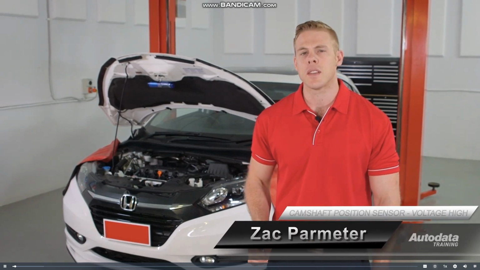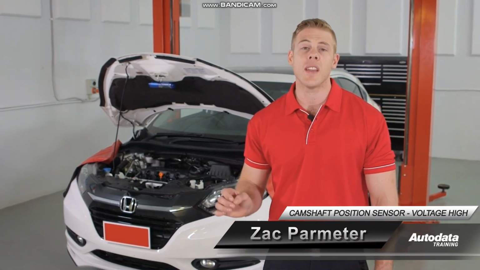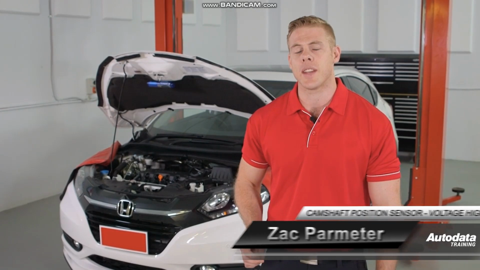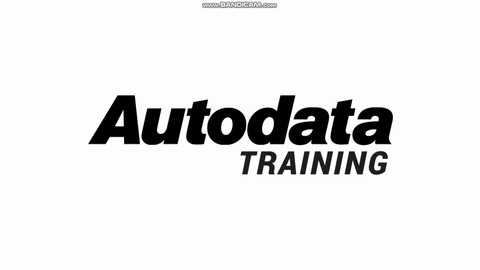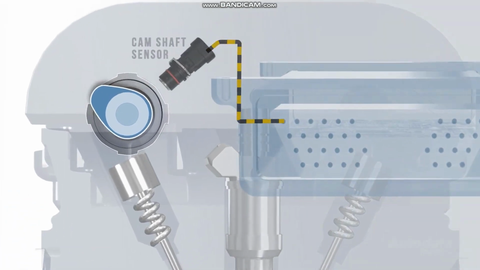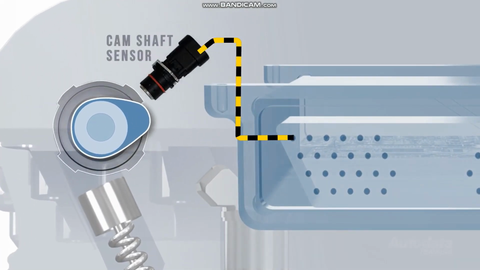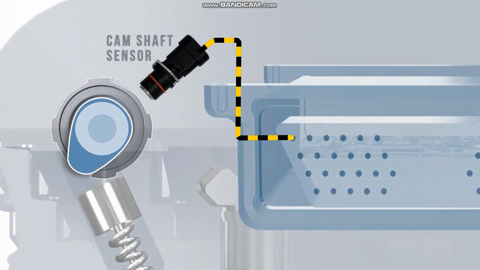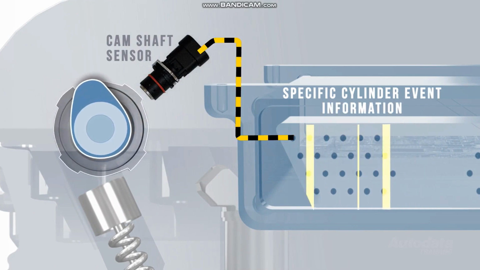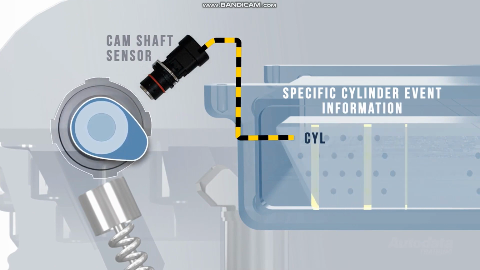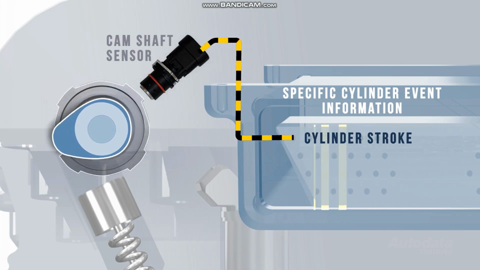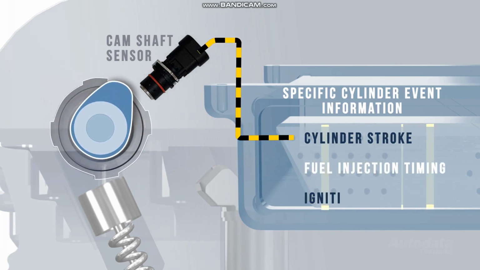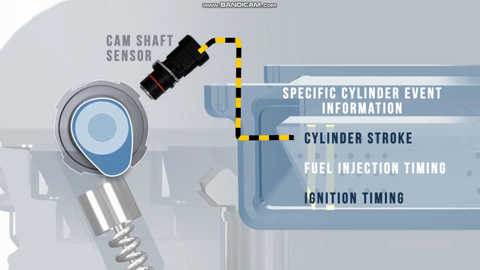Position of the camshafts. How does the ECM know which is the event cylinder for a sequentially injected engine? The camshaft sensor is used to relay the exact position of the camshaft to the ECM for specific cylinder or event information. This includes what stroke the cylinder is on, when to inject the fuel, and when is the optimal time to ignite the air-fuel mixture.